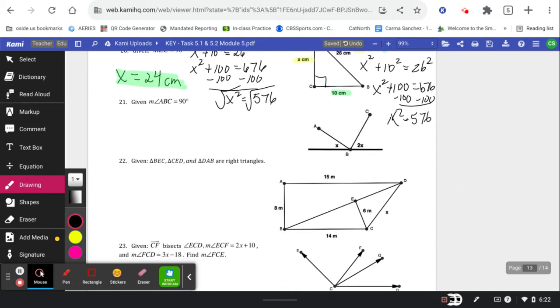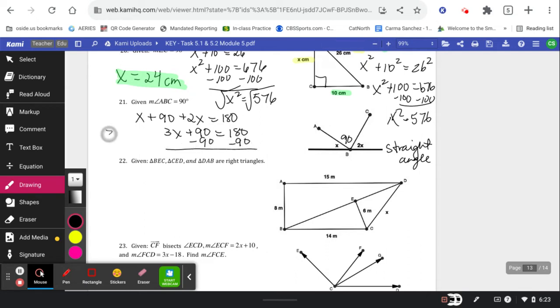Okay, given that measure of ABC is equal to 90, so right here we fill this in, solve for x. So I can see that straight angle, meaning a straight line that equals 180. So all of that is going to add up. X plus 90 plus 2x equals 180. So that's 3x is equal to 90. Divide by 3. We get that x is equal to 30. And this is degrees.